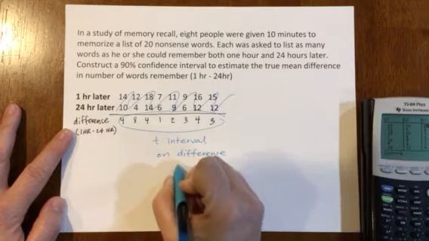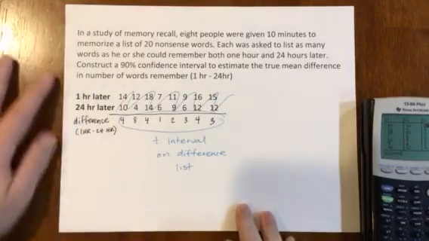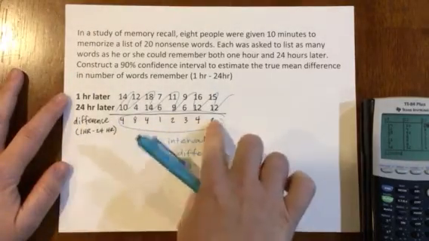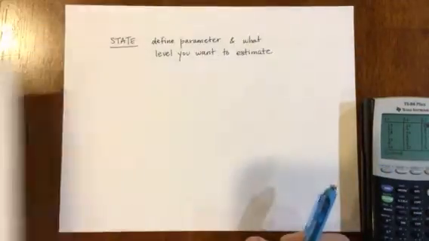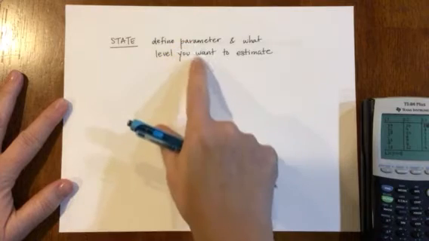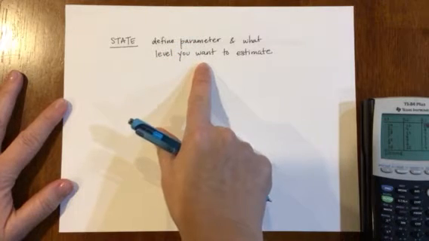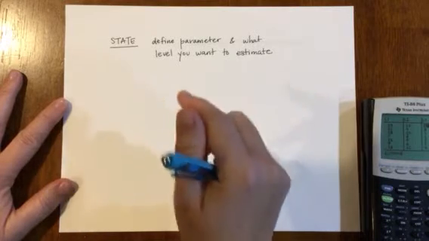All right, so let's go ahead and get started with the state, plan, do, and conclude. And keep in mind, we're only going to use this. We're not going to use this data anymore. So when we want to state the problem, we want to define the parameter and what level you want to estimate. And going back to the prompt, it said it wanted a 90% confidence level.